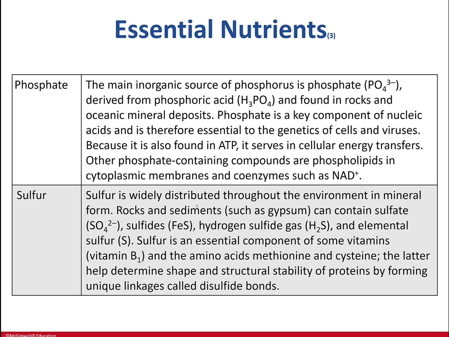Sulfur is widely distributed throughout the environment. Rocks and sediments such as gypsum contain sulfides and sulfates, hydrogen sulfide gas, various things. Vitamins B12, B1 contain sulfur, and so do some amino acids, methionine and cysteine. The latter helps determine the shape and structure of proteins by forming unique linkages called disulfide bonds.